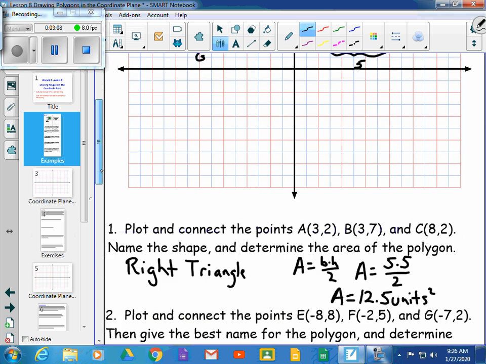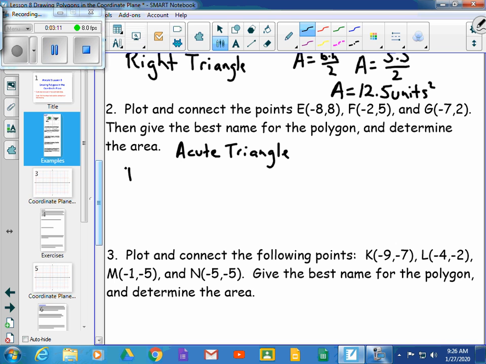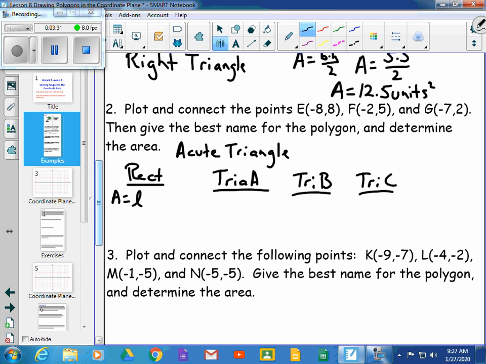So I'm going to label my work here: rectangle, triangle A, triangle B, and triangle C. I'm going to list the equations that I'm going to need to find the area of each of those. A rectangle is length times width, and then the triangles are base times height divided by 2. Now, in order to calculate those, I'm going to have to figure out the dimensions of those.